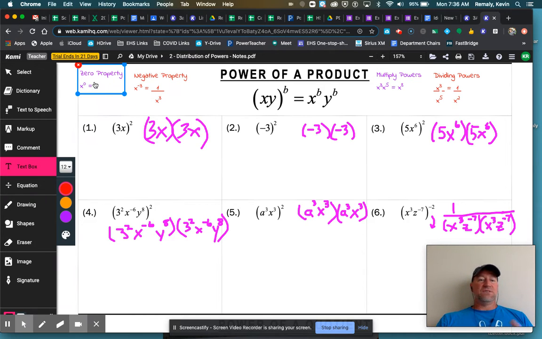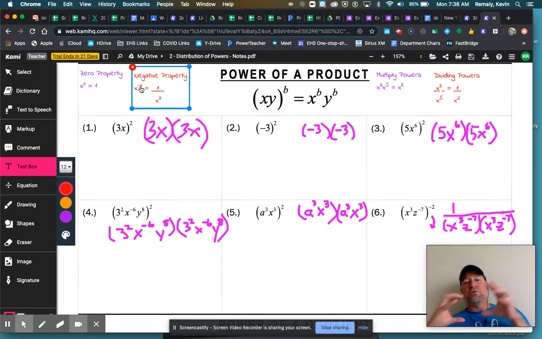apply. We still have the zero property, so anything to the zero is raised to the one power. Our negative property, so any exponent that's raised to a negative power, we now know that we need to move it from one side of the fraction to the other. So if it's in the top, we have to move it to the bottom, and then it becomes positive. Again, it has its ticket to ride, and once it goes on its ride, it no longer has a ticket anymore. I like to think of it like that. Or if it's a negative exponent at the bottom, we move it to the top, and it becomes positive. So that's our negative property rule.